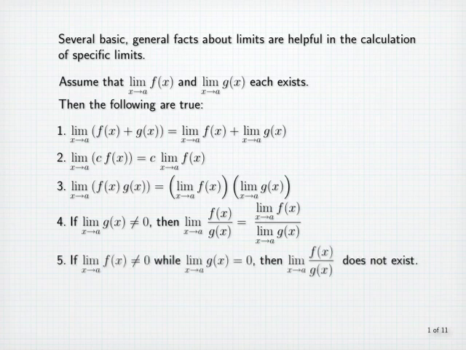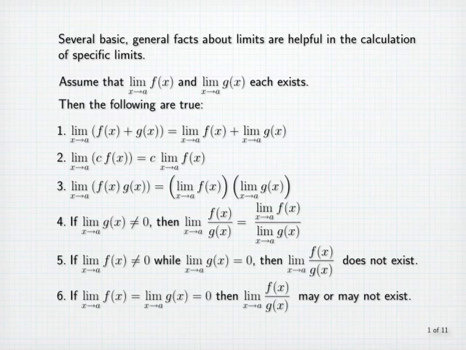5. If the limit as x approaches a of f of x is not 0, while the limit as x approaches a of g of x is equal to 0, then the limit as x approaches a of f of x divided by g of x does not exist. This is because, while the numerator is approaching some number other than 0, the denominator is getting smaller and smaller, and so the quotient is simply getting larger and larger.